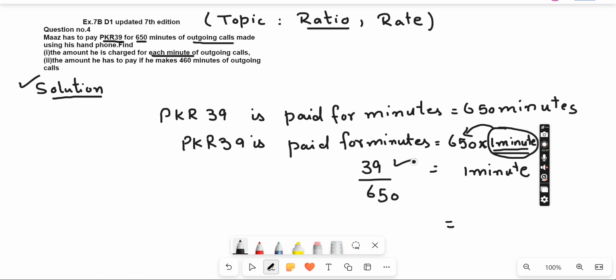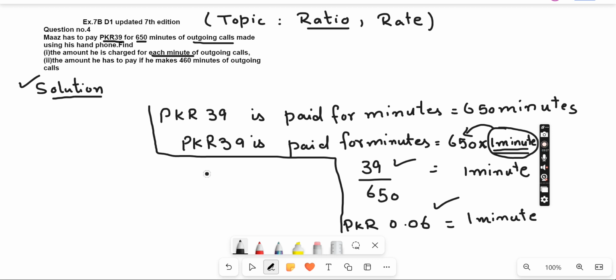With the use of a calculator, or manually if you are very good at calculation, it comes to 0.06. In the previous edition the whole data was given in dollars, but in this edition it is given in Pakistani rupees. Whatever currency is given, either dollar or Pakistani rupees, you mention it in the same one. So in 1 minute, this is the payment he has to pay.